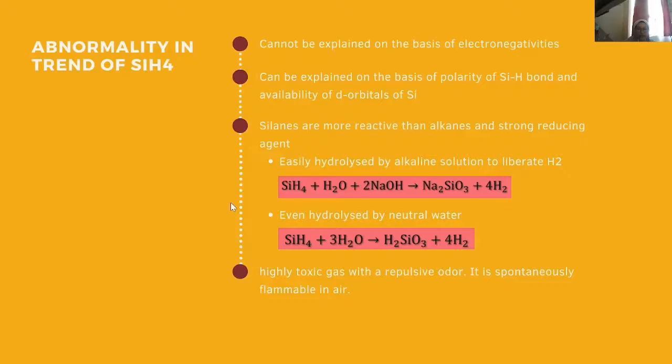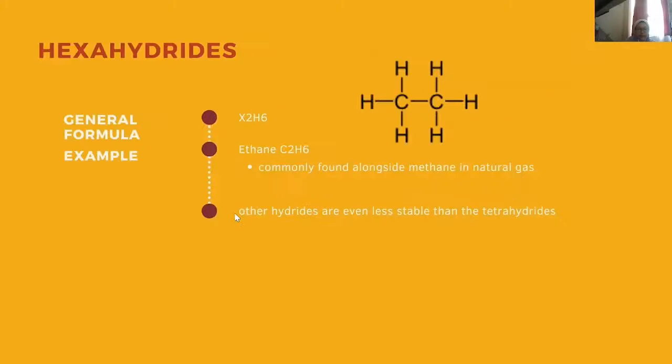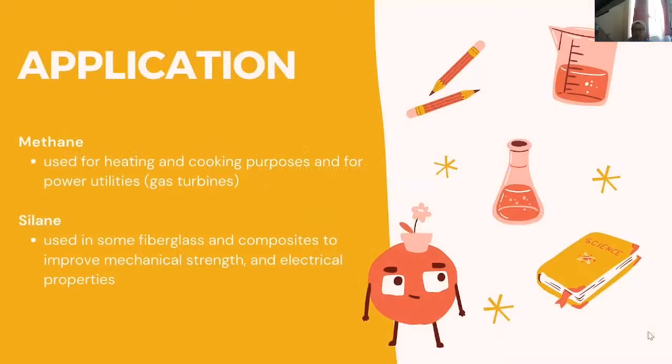The chemical properties of silane: it is a highly toxic gas with a repulsive odor and it is spontaneously flammable in air. Next, hexahydrides. The general formula is X2H6, for example ethane, C2H6. They are commonly found alongside methane in natural gas, and other hydrides are even less stable than tetrahydrides.